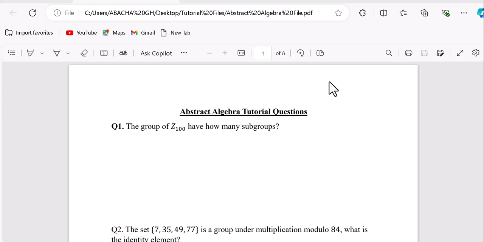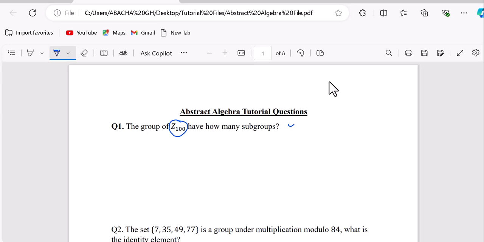In today's tutorial we are going to look at some questions on abstract algebra. So we have the first question, which is here. This one, and they said the group of Z100 has how many subgroups? So Z100 is a group, and they are asking us how many subgroups this particular group has.